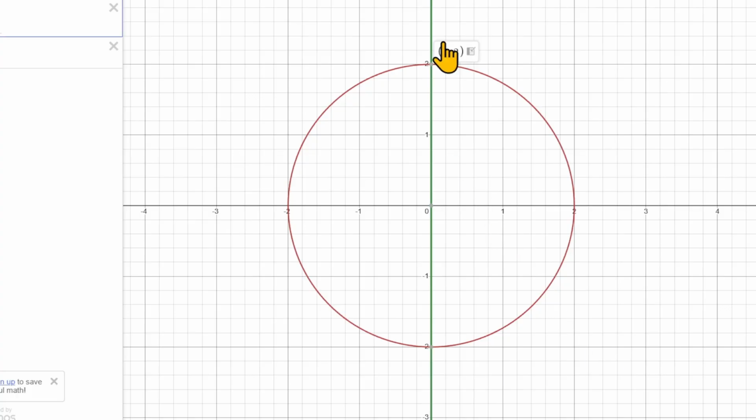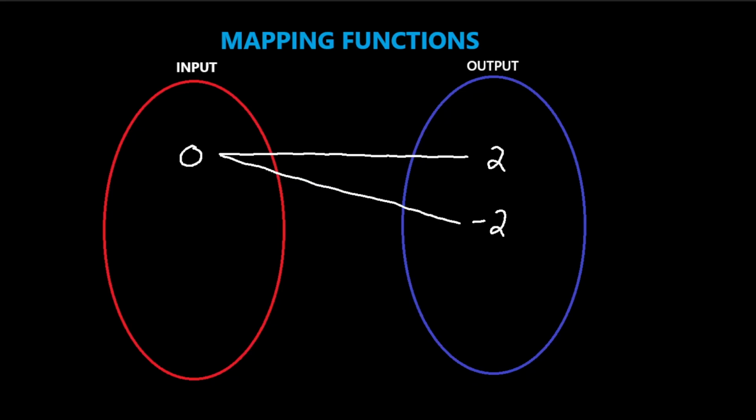So here I have a vertical line drawn for x equals 0, and the x equals 0 line, this vertical line, then touches the circle in 2 points. When my input value is 0, I have both a +2 and a -2 for the output. Mapping this, I see that my input value for x is 0, then what my resulting output values are both 2 and -2, so this fails the vertical line test, and this is not a function.